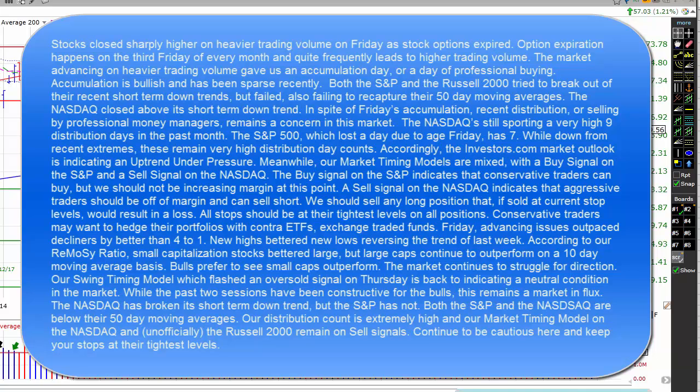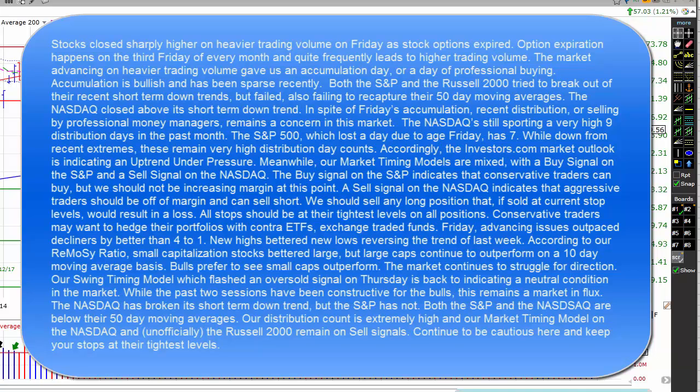Accordingly, the Investors.com market outlook is indicating an uptrend under pressure. Meanwhile, our market timing models are mixed, with a buy signal on the S&P and a sell signal on the NASDAQ. The buy signal on the S&P indicates that conservative traders can buy, but we shouldn't be increasing margin at this point. In fact, we shouldn't be on margin at all.